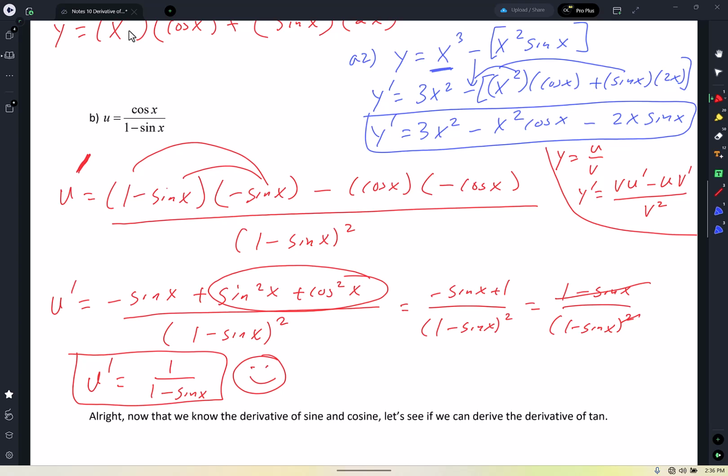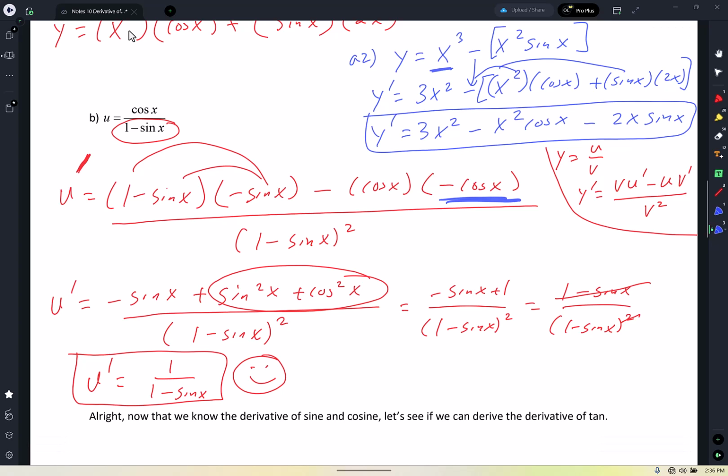The derivative of 1 minus sine x is negative cosine x, because the derivative of sine is just cosine x, and the derivative of 1 is a constant. The derivative of the bottom, right? So bottom times derivative of the top minus top times derivative of the bottom. So you're confused on this one right here.